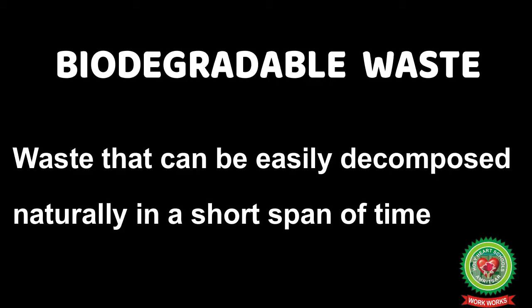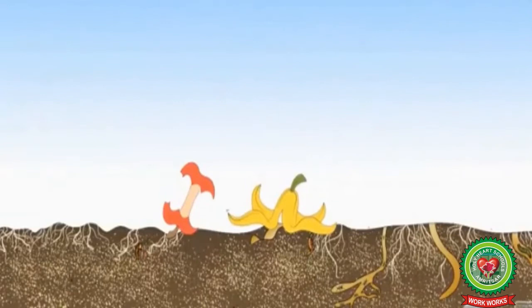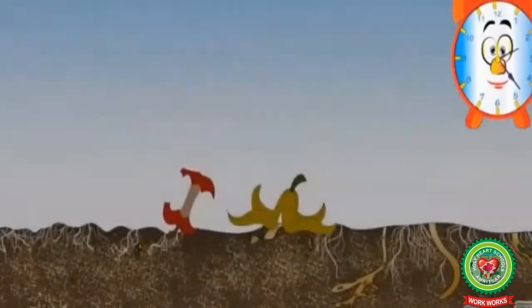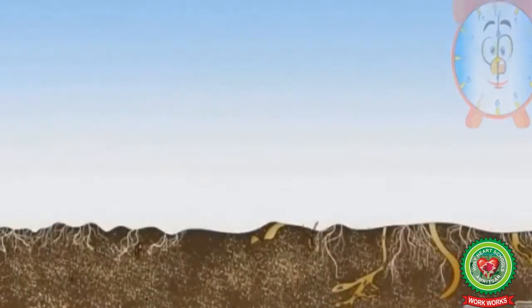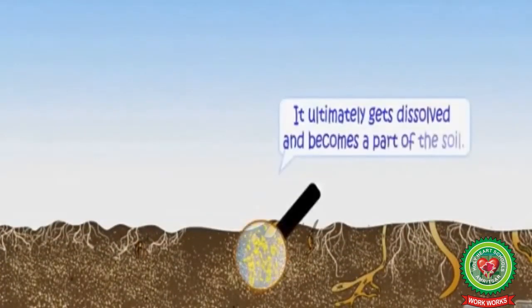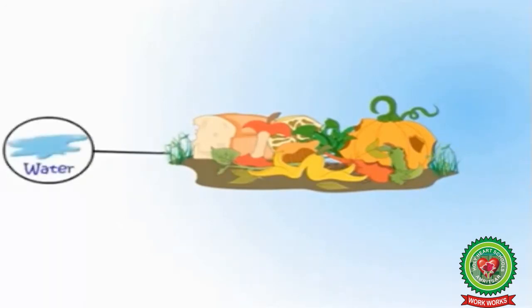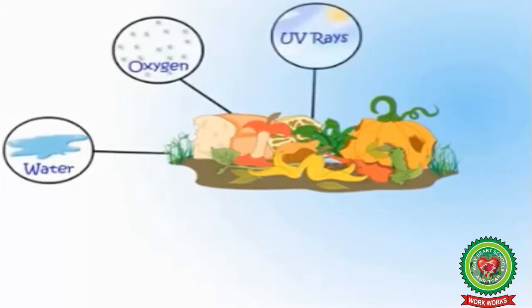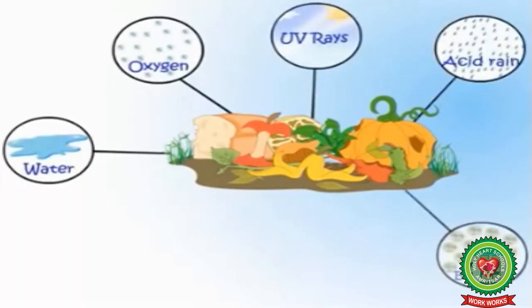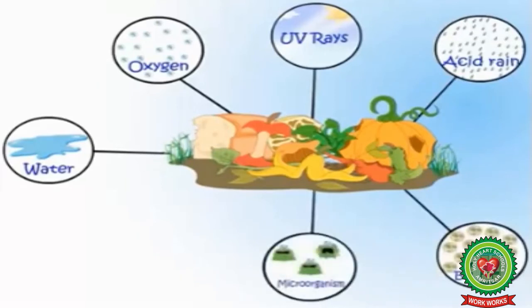Students, biodegradable waste is a waste that can be easily decomposed naturally in a short span of time. That means the waste that can slowly be destroyed by natural chemical processes in a short period of time. Students, this waste can be decomposed by natural agents like water, oxygen, ultraviolet rays of sun and microorganisms, etc.